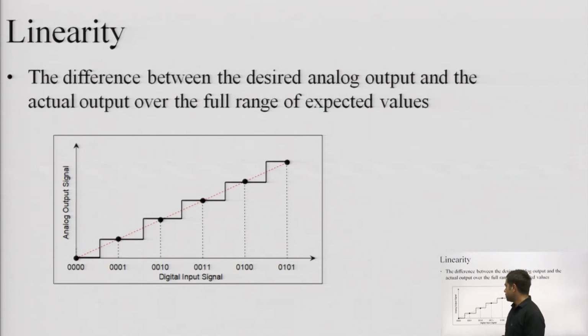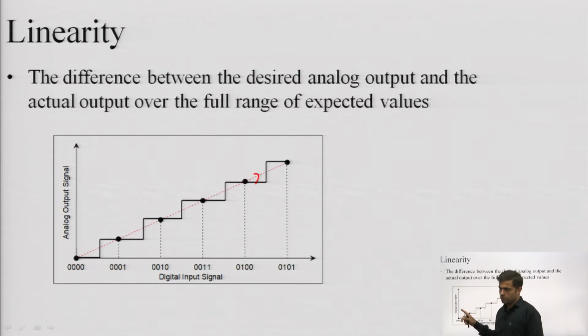So linearity means the difference between the desired analog output and the actual output over the full range of the expected values. So for all the values, what are we expecting and what are we getting? If there is any difference between the two, then it shows the non-linearity of the circuit, and if it is exactly equivalent or nearly equivalent, then we can say that the linearity performance of the DAC is good. So this graph is showing that what we should have been getting and what we are getting are exactly equal, so it is showing a linear graph.